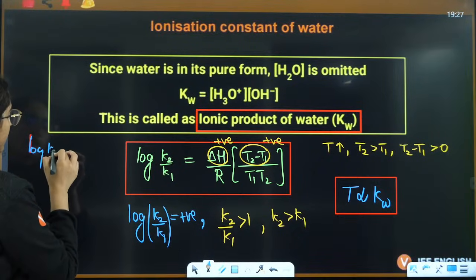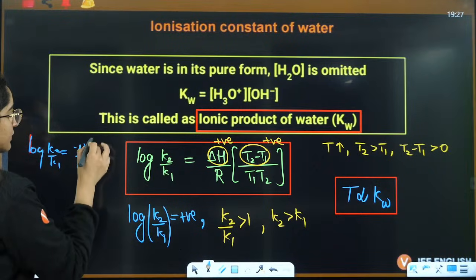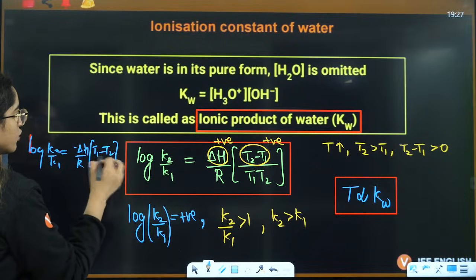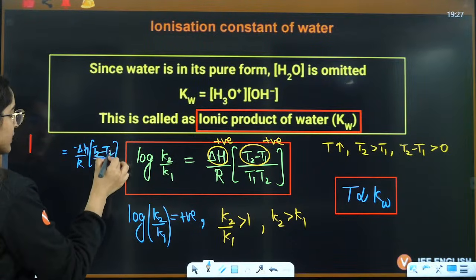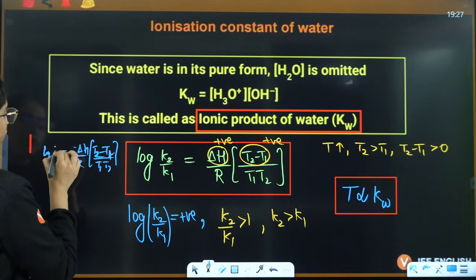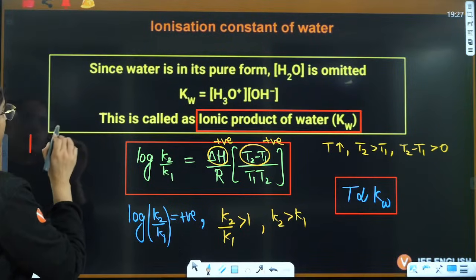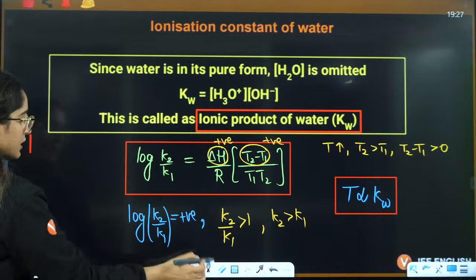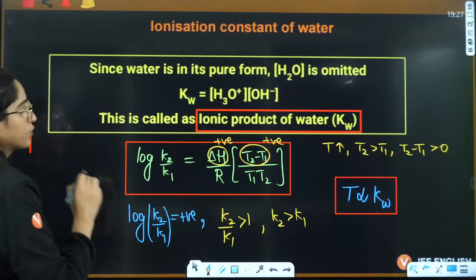Log of K2 by K1 equals minus delta H by R. Then it will become T1 minus T2 by T1 into T2. Or you can write this as T2 minus T1, then this will become log of K1 by K2. Okay? Or you can remember this as it is. So in different books, you will see different things. But overall, the meaning is the same.